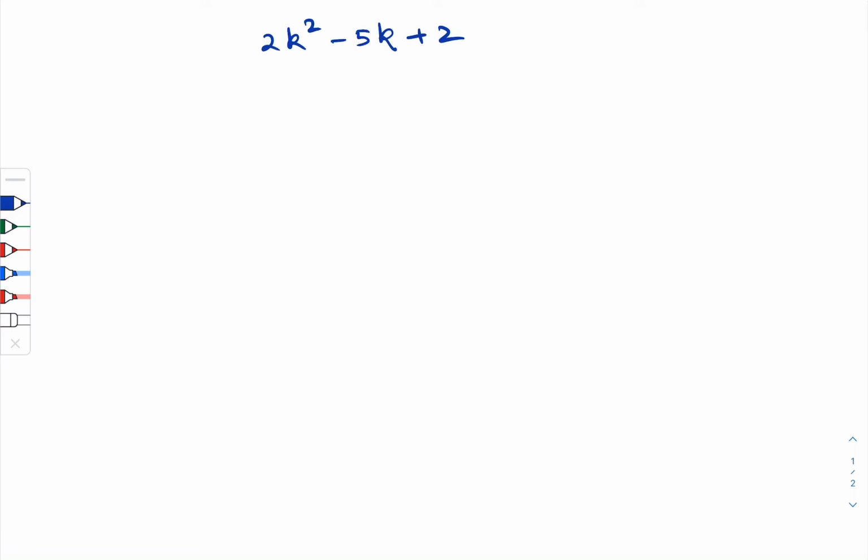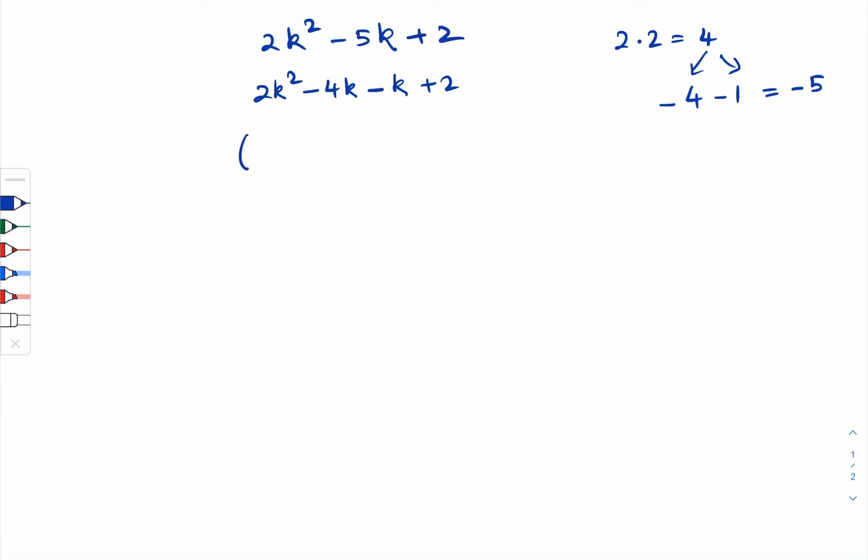So what we're going to do is take the first two coefficients and multiply them together. That's 2 times 2, which is 4. I'm looking for factors of 4 that are going to make negative 5. If I take 4 times 1 and make them both negative, then they add up to negative 5. So that's what I'm going to choose. That becomes 2k squared minus 4k minus k plus 2.